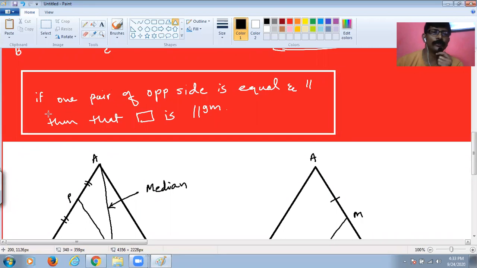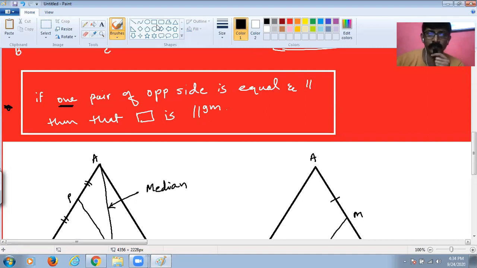Okay, students, so let's move further. Before writing the proof of the midpoint theorem, we must understand this one very important property. If you know this property, then only you'll be able to write the proof of the midpoint theorem. So what is this property? If one pair of the opposite sides is equal and parallel, then that particular quadrilateral will be called a parallelogram.